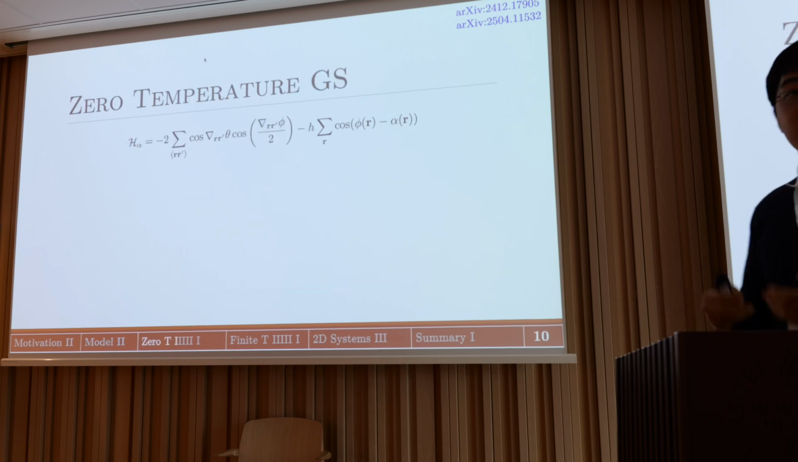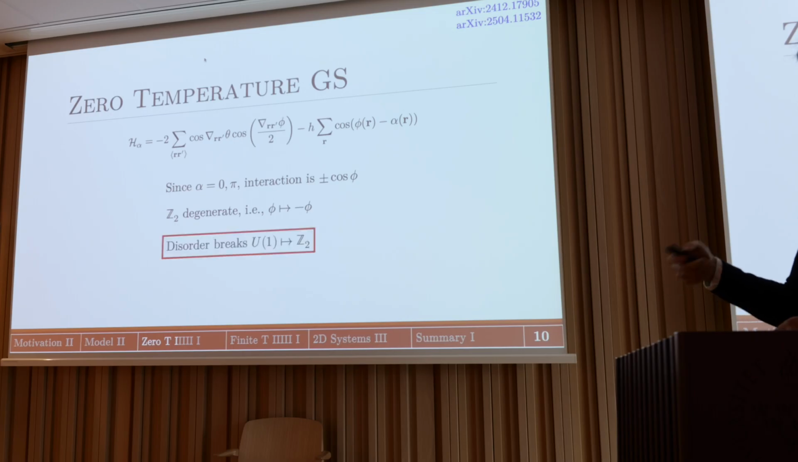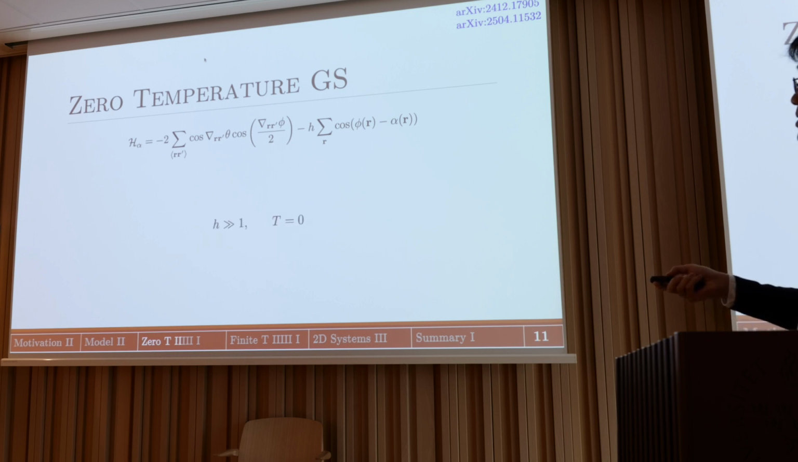Okay, so first, I'm going to look at the 0 temperature ground states. So since alpha is 0 or pi, the interaction is just plus or minus cosine. What this means is that the system has a Z2 degeneracy based on this reflection, phi to minus phi. And so the usual U(1) symmetry of the phase difference is broken down into Z2, and that means I'm going to be looking for a Z2 degenerate ground state. Okay.